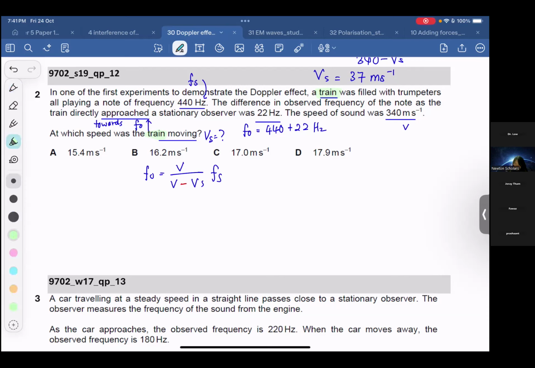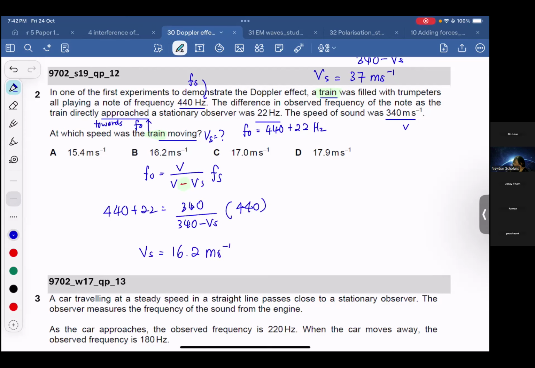You have to determine by yourself using plus or minus. Read the question and identify it. So this one is 340 minus Vs. The source is 440. Your observed frequency is 440 plus 22. So at the end, using your mathematics, you should be able to get 16.2 m s^-1. Answer should be B.